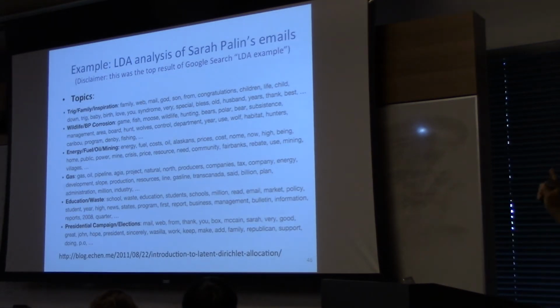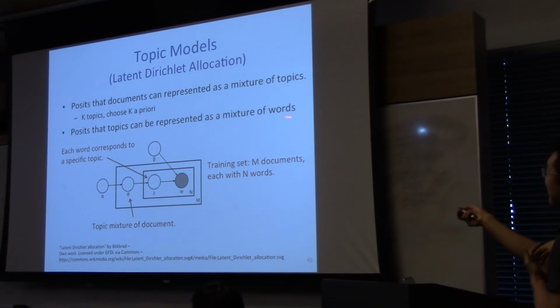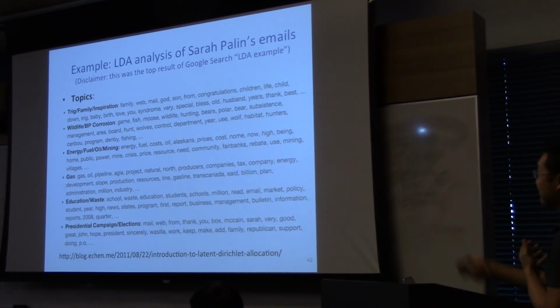And I kid you not, I Googled latent Dirichlet allocation example, and the first result was an LDA analysis of Sarah Palin's emails when she was governor. You could do it yourself right now to verify that I'm not lying. And so, given a set of documents, of emails, the model automatically learned the word distributions of a number of topics. And so these are hand-labeled topics.